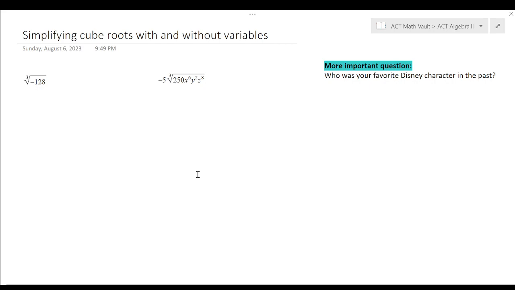Here are the two problems that we'll do, and the fun question is, who is your favorite Disney character in the past? It'll be kind of fun to see all of your answers to that.